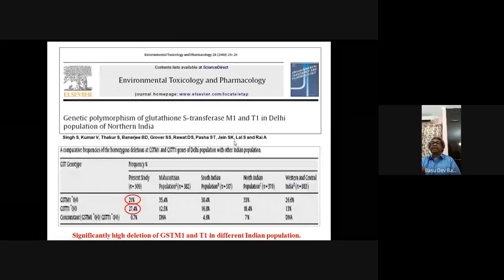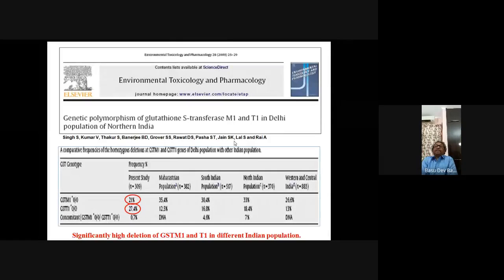Yeah, and if you see here, GST M1, we compared it across different populations: the Maharashtrian population, South Indian population, North Indian populations, and Western populations. We stand very different in the GST M1 T1 ratio. Is this clear? Can I have next?